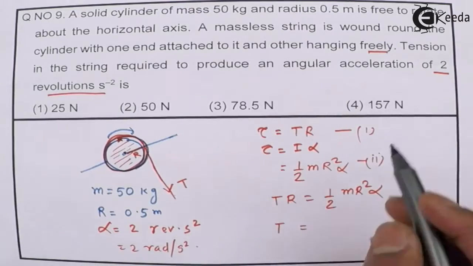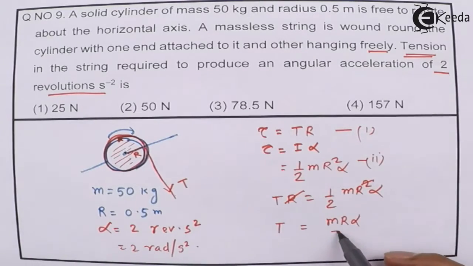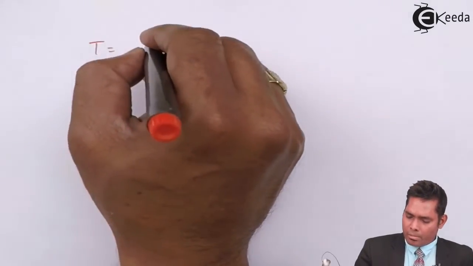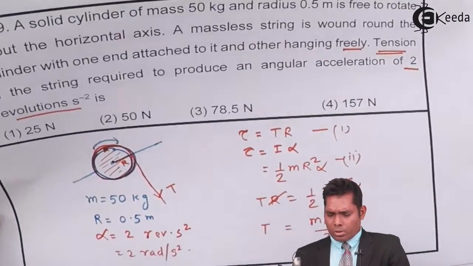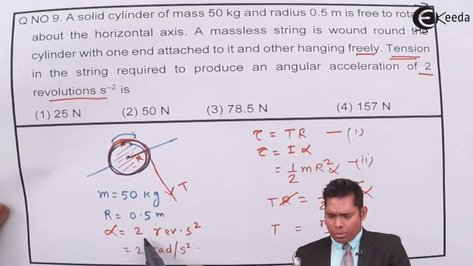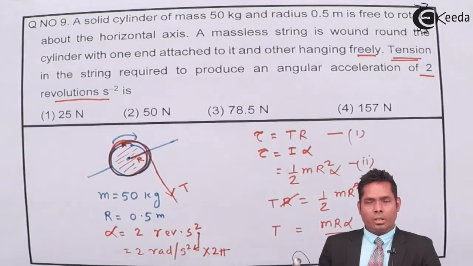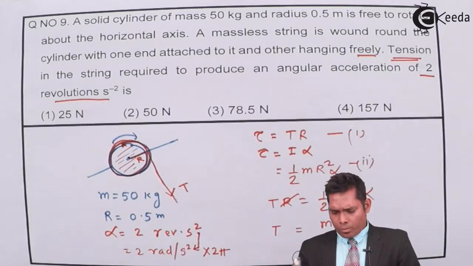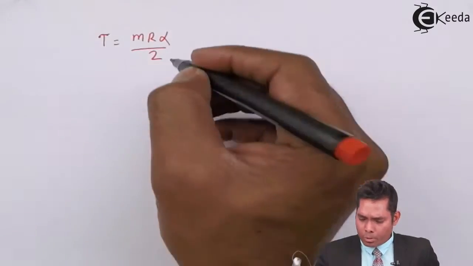So from here, the tension that is required is given by, R will cancel out, T equals m r alpha over 2. Here we will substitute the values. The alpha is 2 revolutions per second square, and it should be expressed in radian per second square. You have to multiply by 2 pi, because in 1 revolution it completes 2 pi radian. In 2 revolutions it completes 2 times 2 pi, that is 4 pi radian per second square. So that you have to substitute while putting these values here.